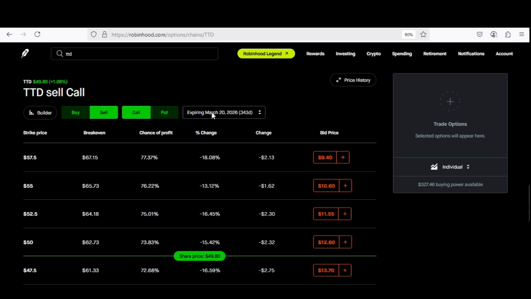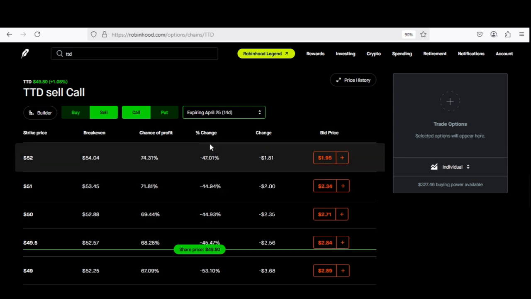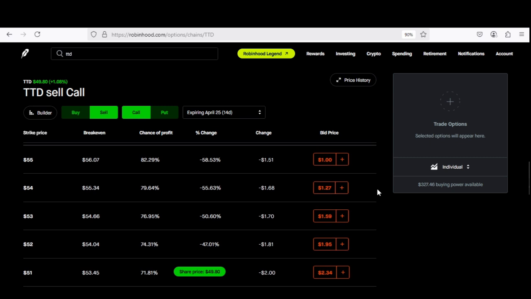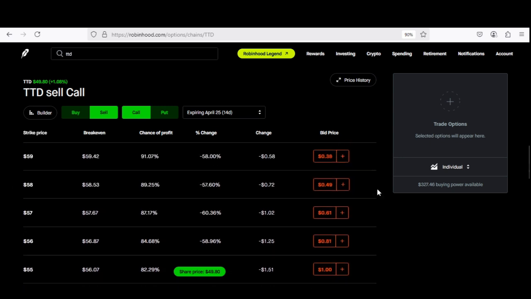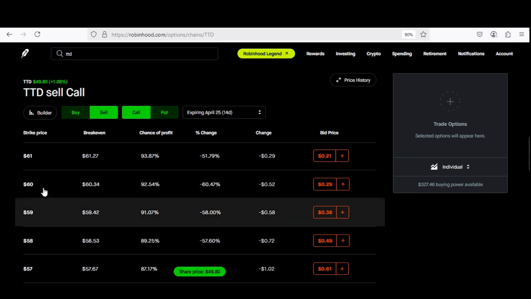So let's go ahead and choose a close out strike date, and we're going with the exact same thing, which is April 25th, 14 days to expiration. Now we're choosing our strike price above our share price once again for our covered calls. I will be going with the $60 strike price right here.